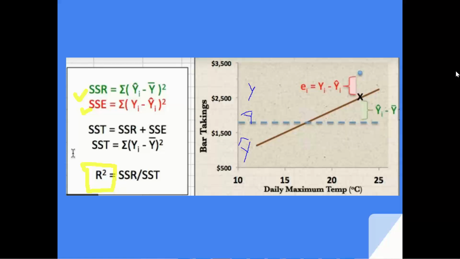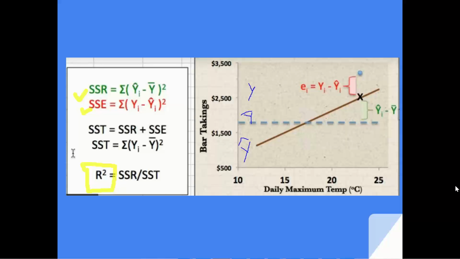Bhuvneshwar, you have a question. The mean that we are talking about is the mean of the actual values. The mean is of the actual values that we have. Have you all written the formula of R square equals SSR by SST? Amit, I have a question.